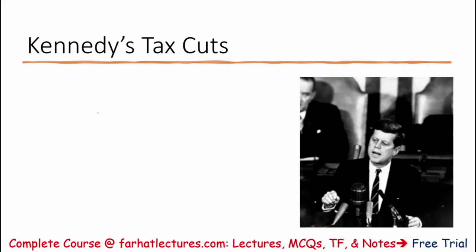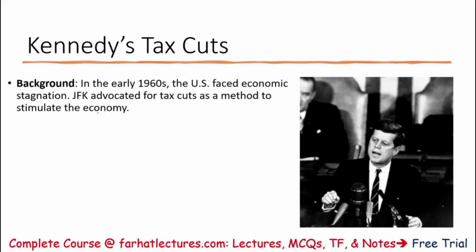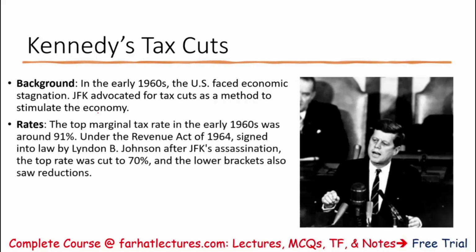After the war, we're going to move to the Kennedy administration. In the early 1960s, the U.S. faced economic stagnation. So what did Kennedy introduce? He said, let's stimulate the economy by reducing the taxes. So the top marginal rate in the early 1960s was around 91%. And that's scary. Think about it. At some point, you make $1 or you make $100. If you're in the top rate, of that dollar, 91 goes to the U.S. government. So you keep 9% of your money.